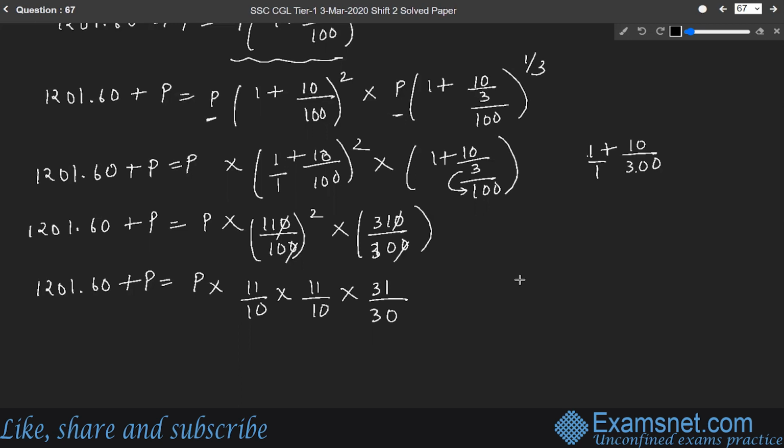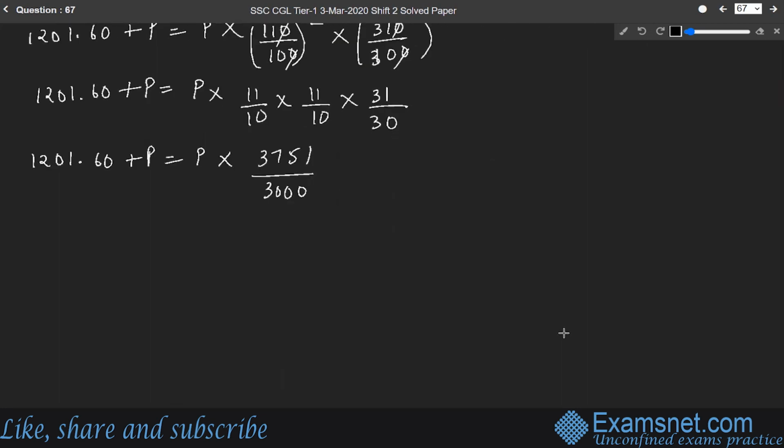Okay. Now what we have to do is we have to simply find the value of P here. So we have 1201.60 plus P is equal to P multiplied by. In the numerator, we have 11 into 11 into 31. 11 into 11 is 121. 121 into 31 gives 3751 divided by 10 into 30, so it will be 3000. Right? Now, this is the value: 1201.60 plus P is equal to 3751 divided by 3000 into P. So 1201.60 will be equal to 3751P divided by 3000 minus P.